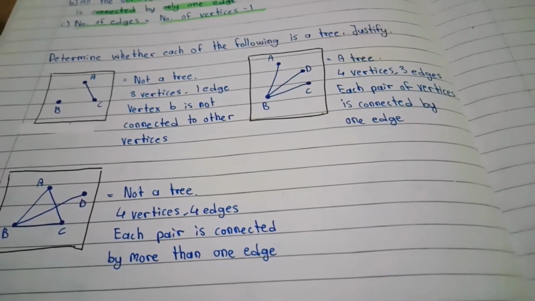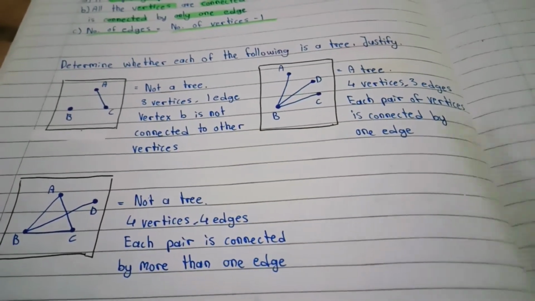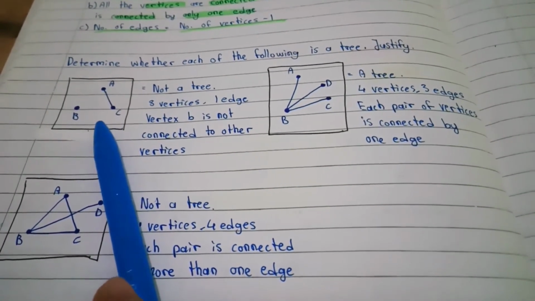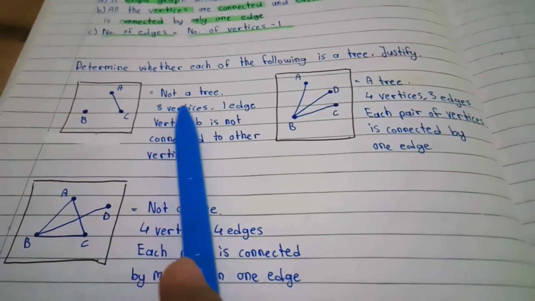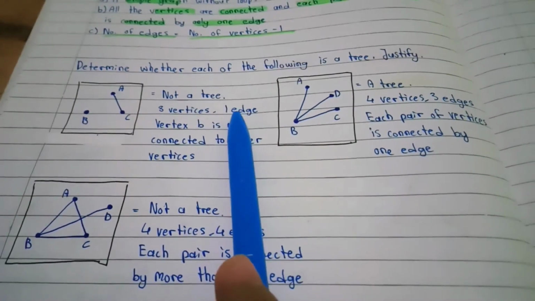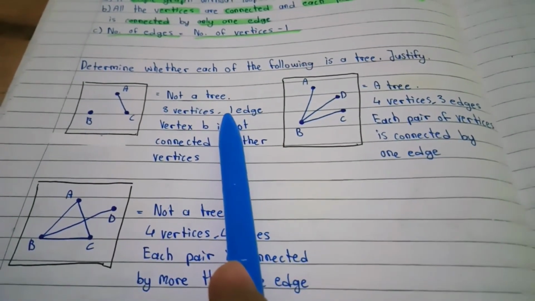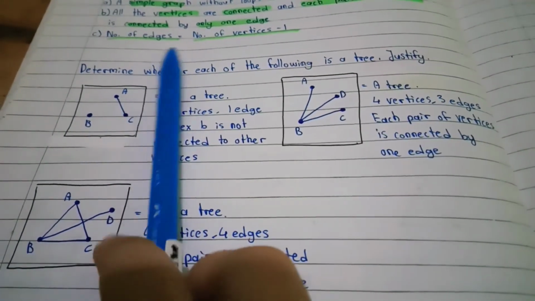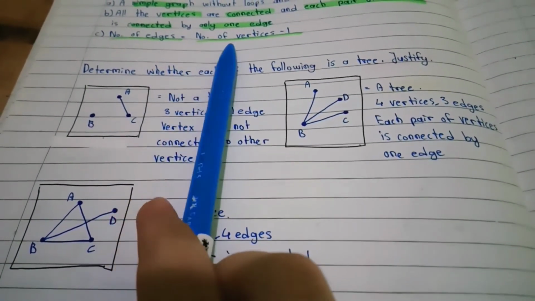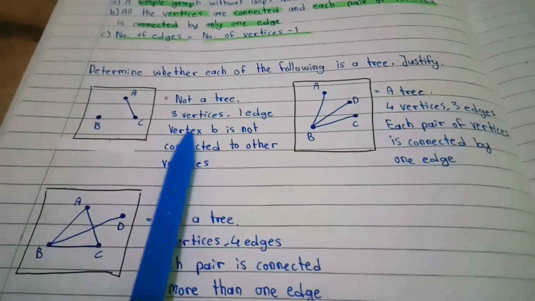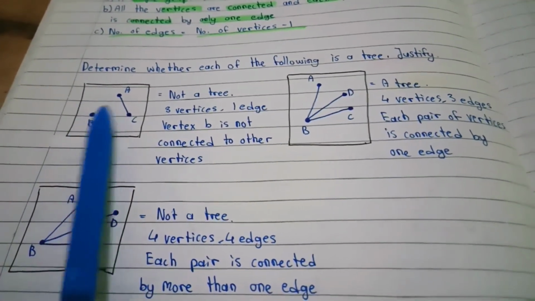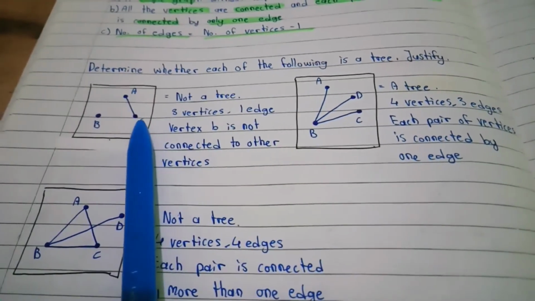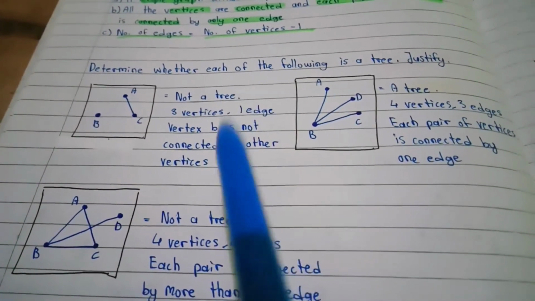Determine whether each of the following is a tree. So first, this is not a tree. Why? Because it has 3 vertices and 1 edge, which does not follow the properties of a tree graph. A tree graph should have number of edges equal to vertices minus 1, and the vertex V is not connected to other vertices, so it is not a tree graph.